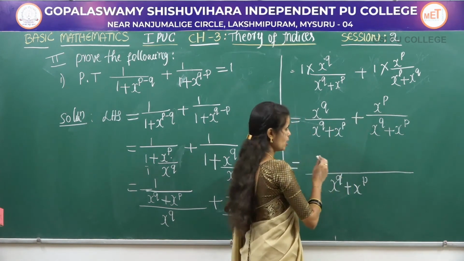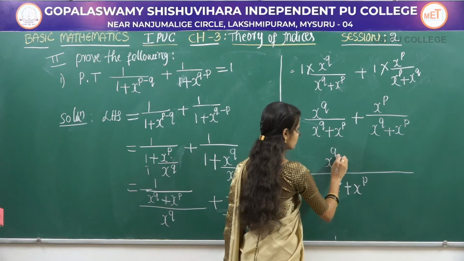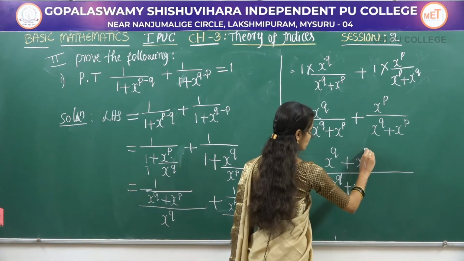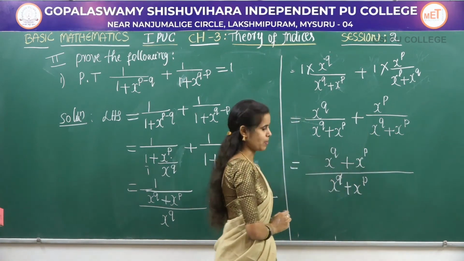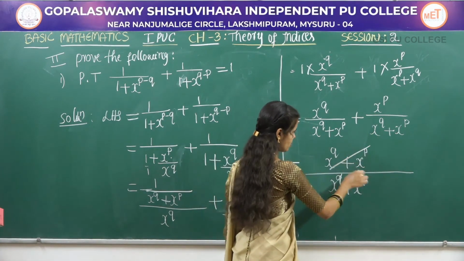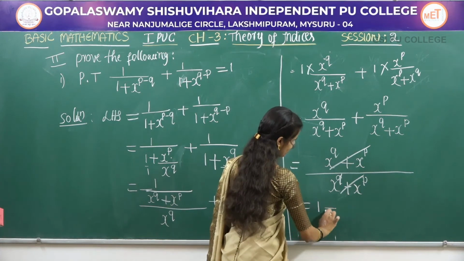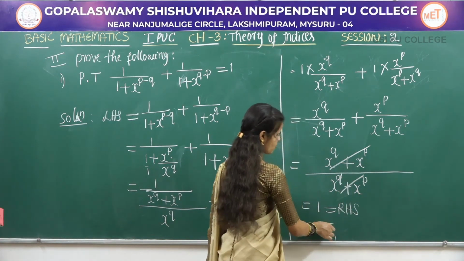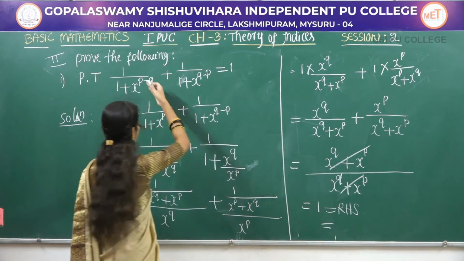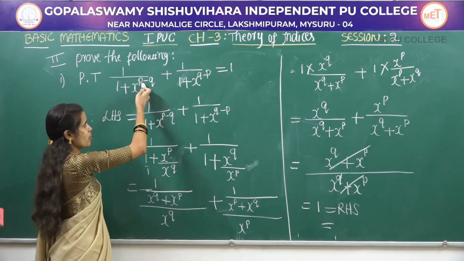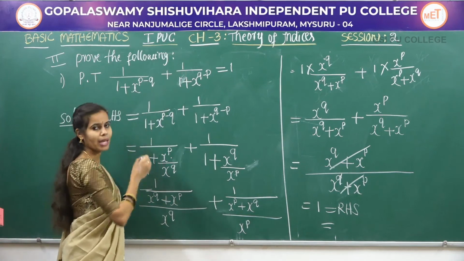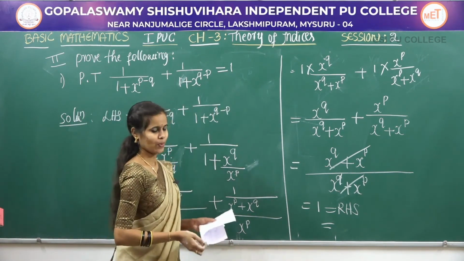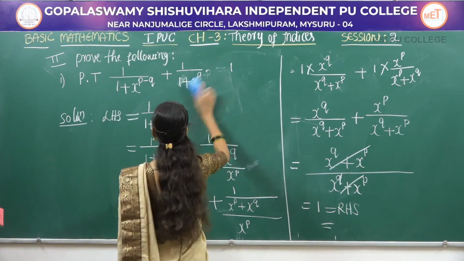So directly add the numerators, because the denominators are the same: x to the power of q plus x to the power of p. So this term gets cancelled, it is equal to 1. This is equal to RHS. Therefore 1 by 1 plus x to the power of p minus q plus 1 by 1 plus x to the power of q minus p is equal to 1. Okay. Next problem.